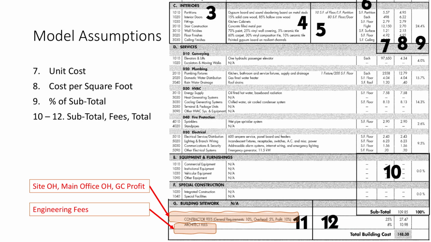Below the system breakdown, the model moves from building cost to total project cost. Site overhead, main office overhead, and general contractor profit are added as explicit percentages, not hidden inside unit rates. Engineering and architectural fees are also shown separately, reinforcing that these are not construction costs, but project costs. The key takeaway here is transparency. RSMeans is showing you what's included, what's added, and how the total is formed. So when you communicate a schematic estimate, you can explain why the number looks the way it does and why it must still be expressed as a range, not a single value.